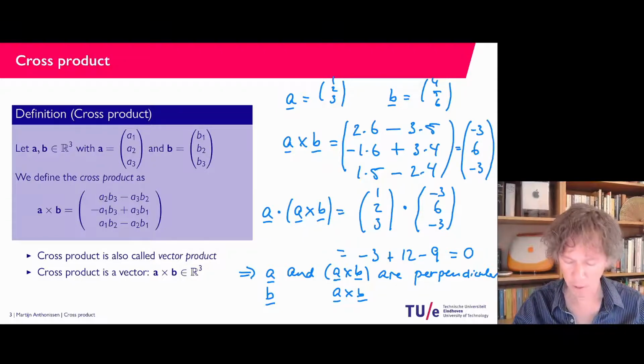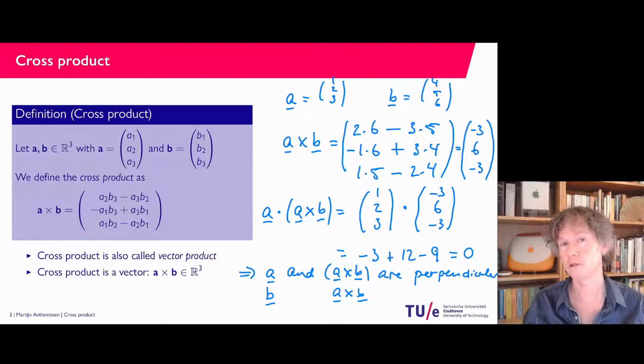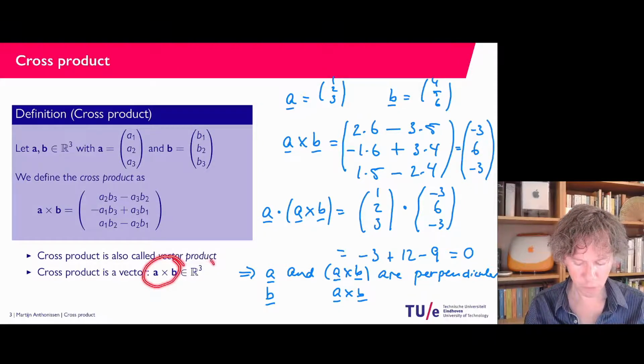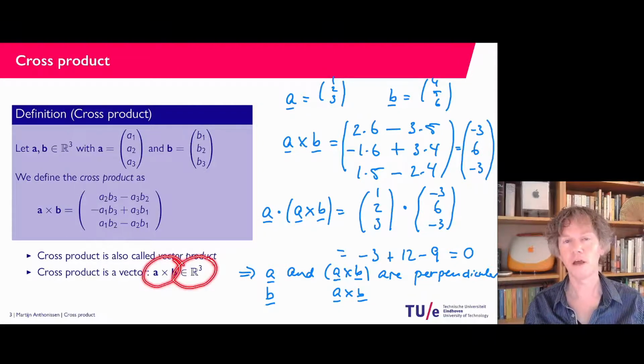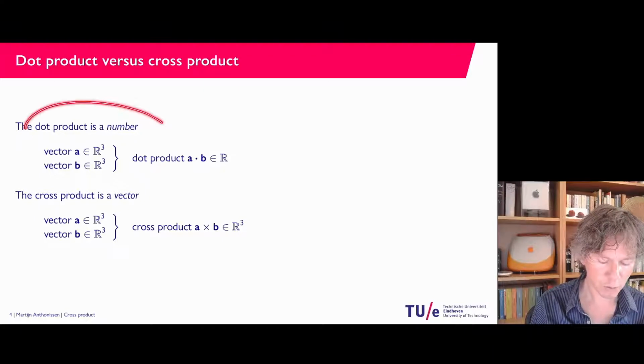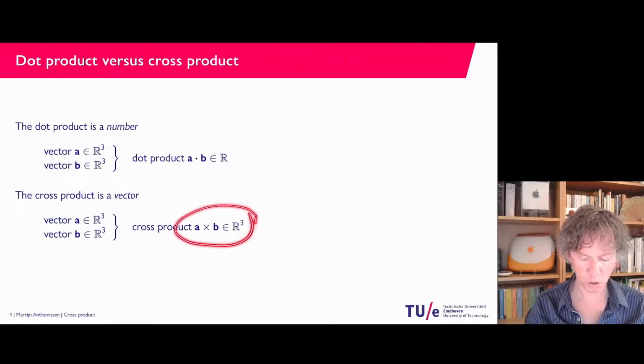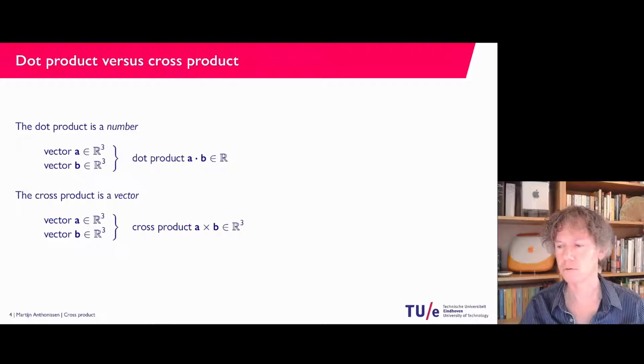Okay, so just a bit of naming. The cross product is also called a vector product because it gives you a vector. So just for emphasis, we have seen in a previous video that the dot product is a number, which is written A dot B. And now we have the cross product that's new, and that is a vector. So A cross B is a vector.